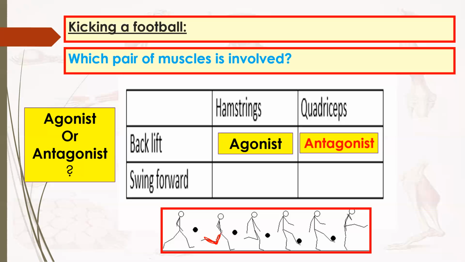If you do that now, if you stand up, slowly swing your leg backwards as if you're preparing to kick a football, place your hand on the back of your legs, and you'll probably feel some tension there. That is the hamstrings contracting. It's quite an uncomfortable position to hold.